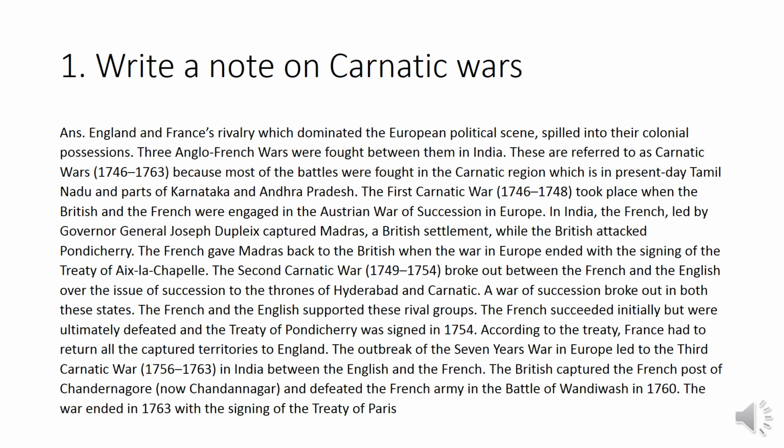The Second Carnatic War broke out between the French and the English over the issue of succession to the thrones of Hyderabad and Carnatic. A war of succession broke out in both these states. The French and the English supported these rival groups. The French succeeded initially but were ultimately defeated, and the Treaty of Pondicherry was signed in 1754. According to the treaty, France had to return all the captured territories to England.